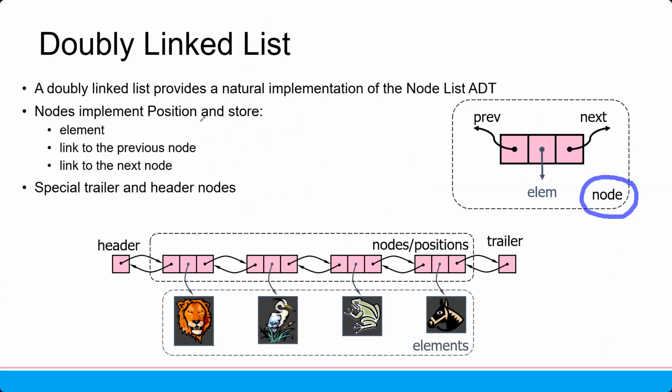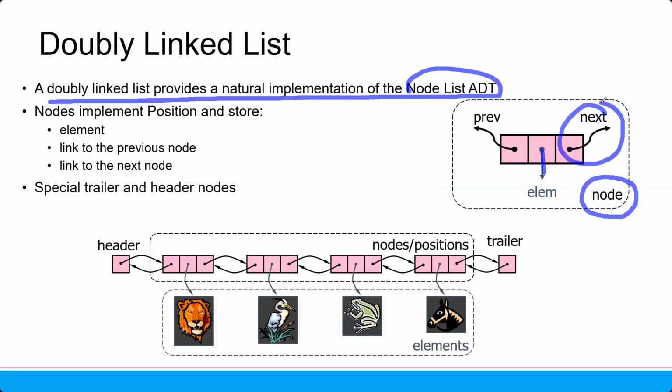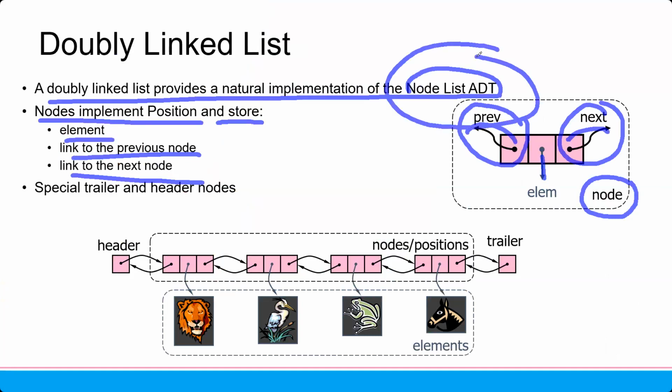But now, a doubly linked list provides a natural implementation of the node list ADT. So in the node, we have some more fields. Not only the element and next, but we also have previous. So nodes implement position and store the element, a link to the previous node, and a link to the next node. So it is an ADT, not using a list.